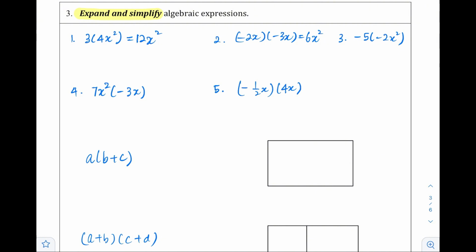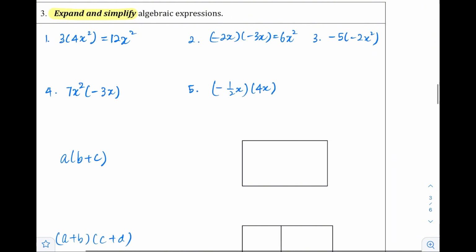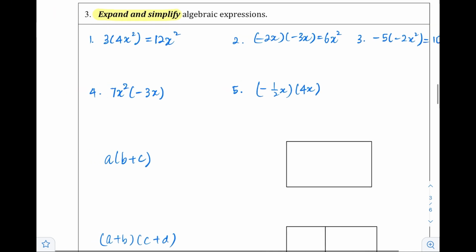Alright, for question number 3, I have negative 5 times negative 2x squared. So negative 5 times negative 2, the number will give me positive 10. Then the variable is only x squared, so my answer is 10x squared.